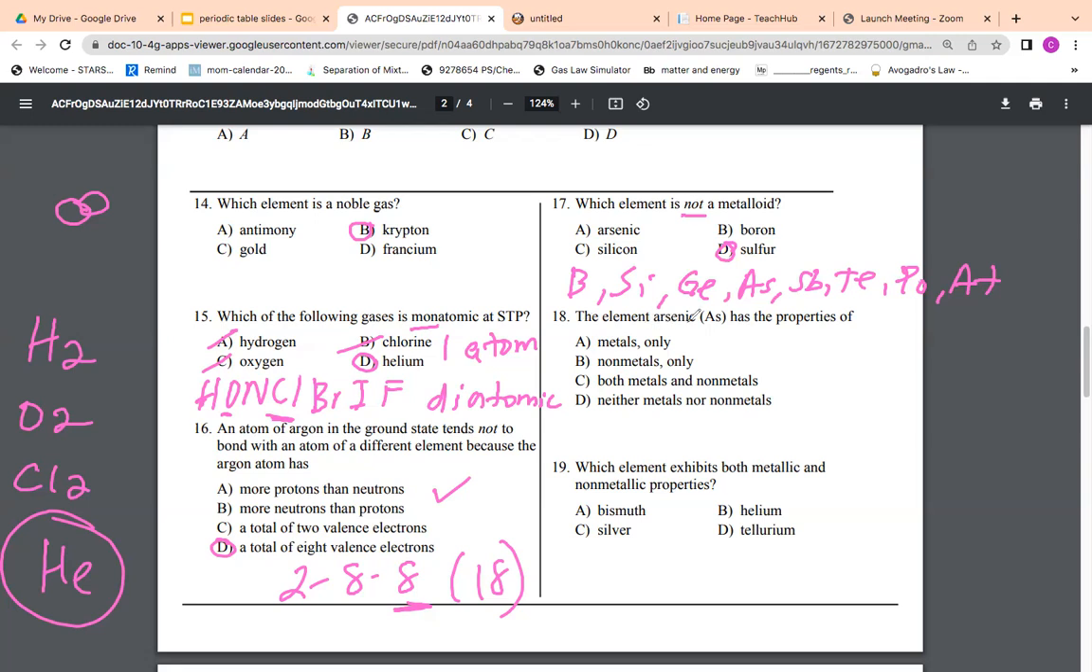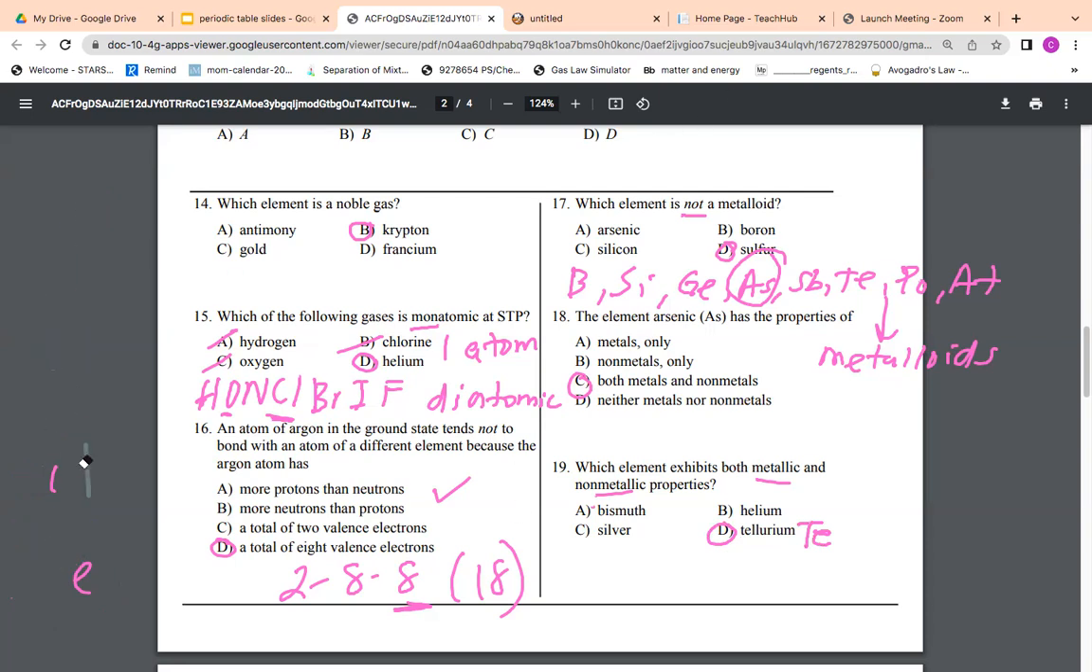Number 18, the element arsenic, which is right here in this list of ours, has the properties of, okay, all of these things are metalloids. Metalloids have properties of both metals and nonmetals. So we're going to want to go with choice C. Number 19, same sort of question. Which element exhibits both metallic and nonmetallic properties? Look for the metalloid, and this one would be... let's see what it is. This is Te, tellurium. Alrighty.